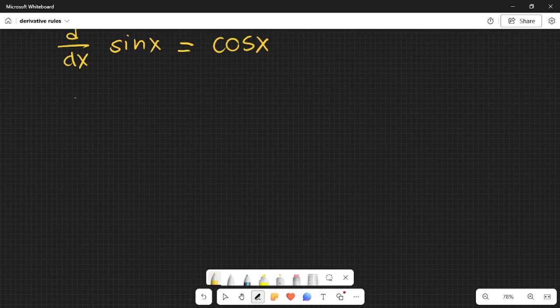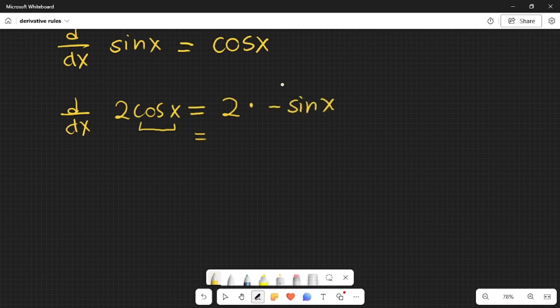Another example, what if we find the derivative of 2 cosine x? We're just going to take our constant, and we're going to find the derivative of cosine x. And it would be multiplied by negative sine x. And we're going to multiply negative 1 by 2, so it would be negative 2. And then we're going to multiply it with sine x. And that would be the final answer.